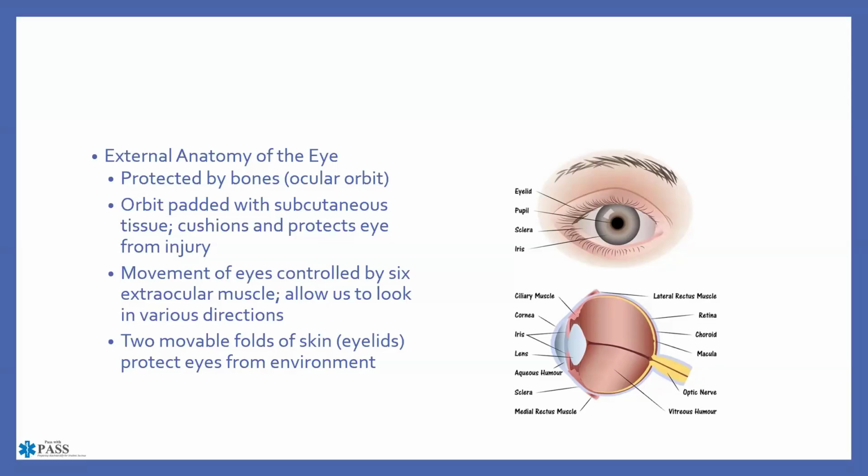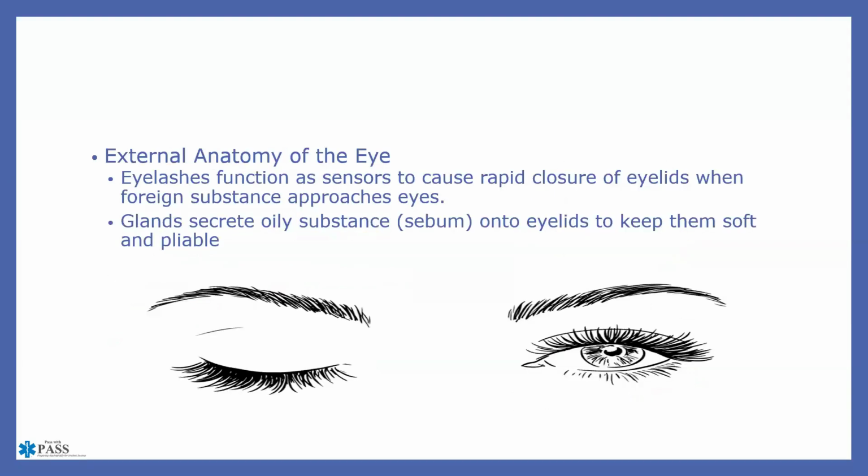And it is really interesting if you look into this and read up on how this all comes to be. So, external anatomy: the eyelash functions as a sensor, and that causes rapid closure of the eyelids if there's any type of foreign body approaching the eyes. And then there are glands that secrete an oily substance called sebum onto the eyelids to keep them soft and pliable.